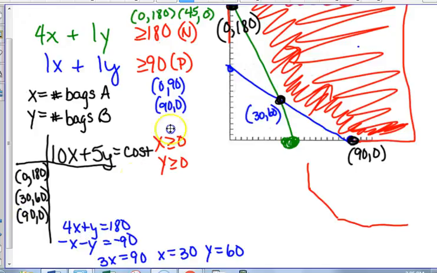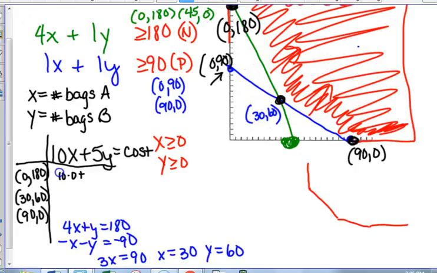Okay. Why doesn't this point work right here, which was 90, 0, or 0, 90? It is below the other one. If you only bought 90 bags of brand B, would you have enough nitrogen? No. All right, so let's figure out the cost real quick.